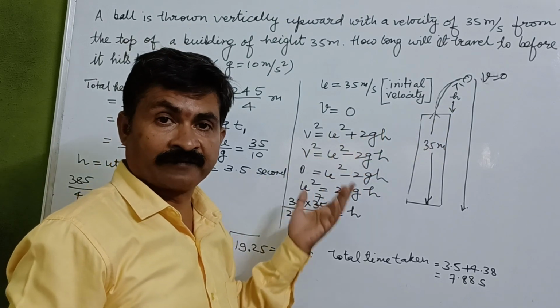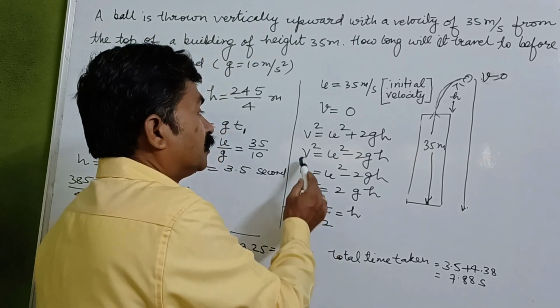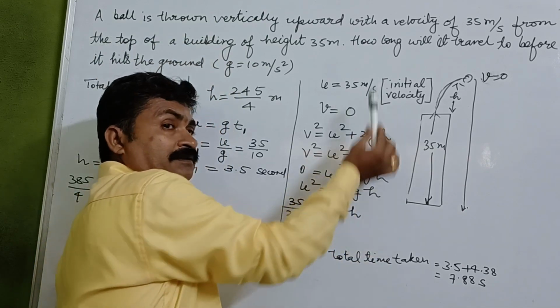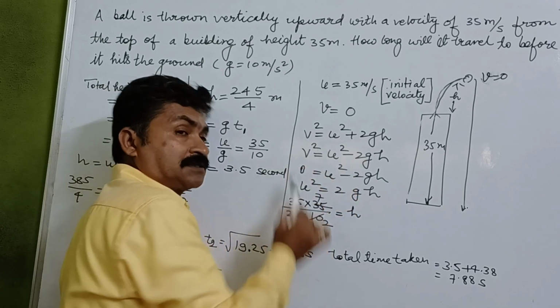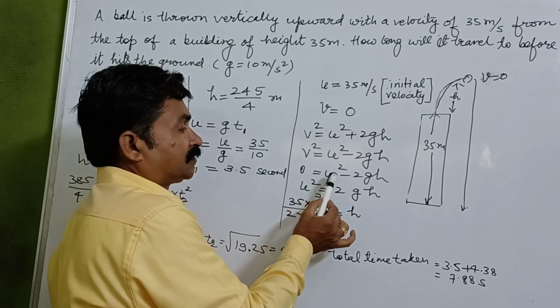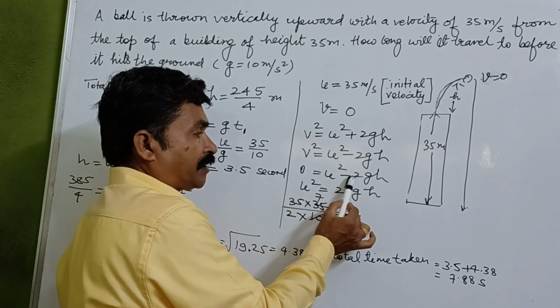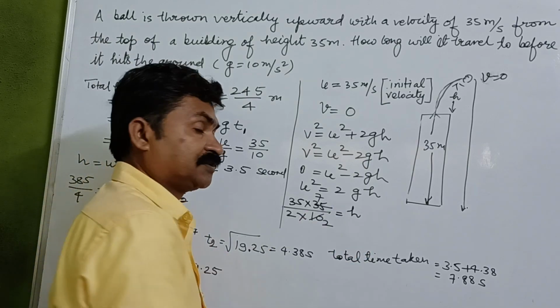So using the third equation of motion, v square is equal to u square plus 2gh. Now here the ball is going upward, that's why we have taken the value of g as negative. So the final velocity being 0, we get u square is equal to 2gh. This is the expression which we are getting.